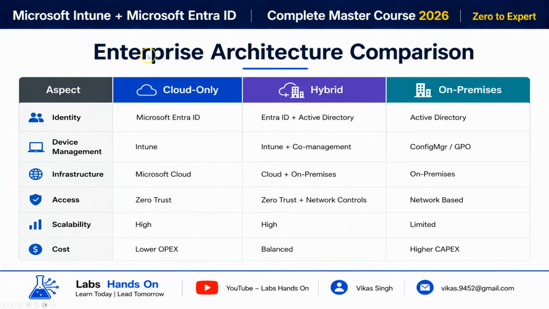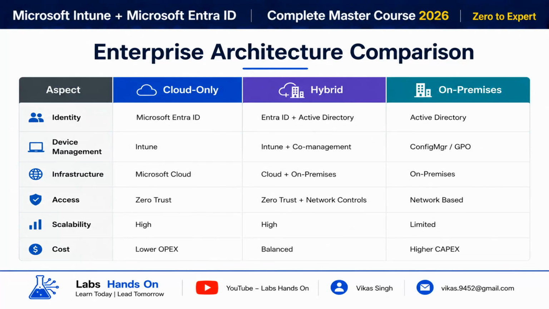Now this is very important: enterprise architecture comparison. This is very important for any organization to understand. Let's compare the three most common enterprise architectures, which are cloud-only, hybrid, and on-premises. Understanding these models will help you choose the right architecture based on your organization's requirements or infrastructure requirements.